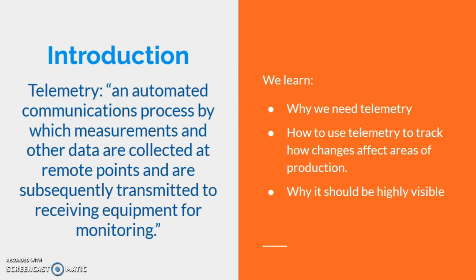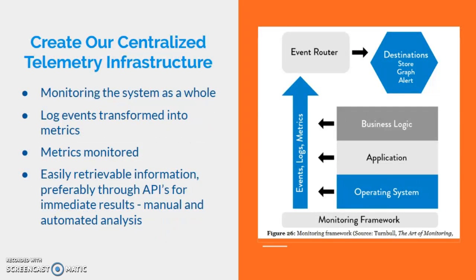For introduction, telemetry is an automated communication process by which measurements and other data are collected at remote points and are subsequently transmitted to receiving equipment for monitoring. Also, we're going to learn in this chapter why we need telemetry, how to use telemetry to track how changes affect areas of production, and why it should be highly visible.